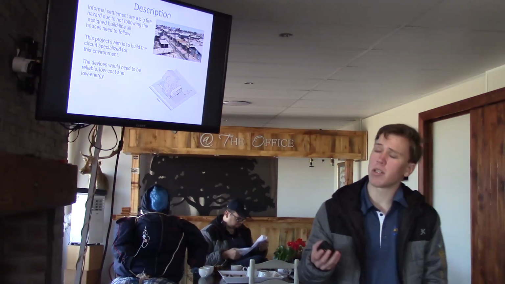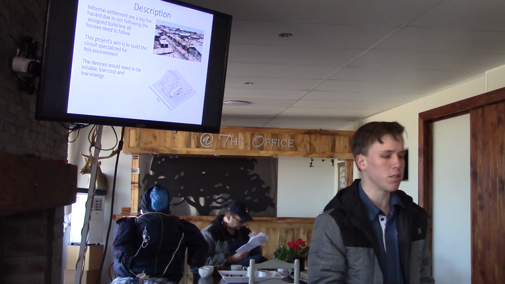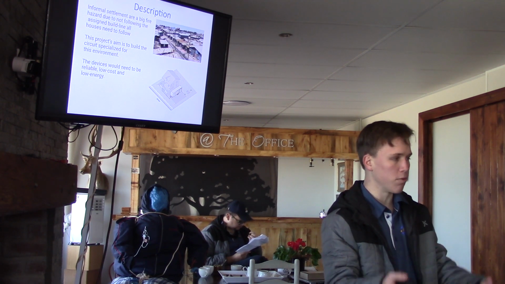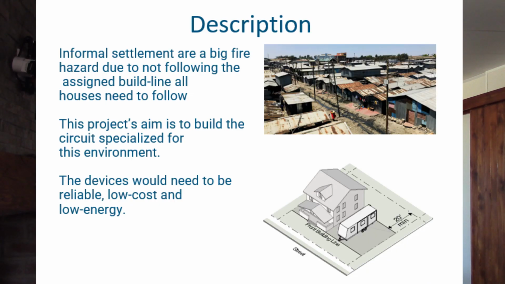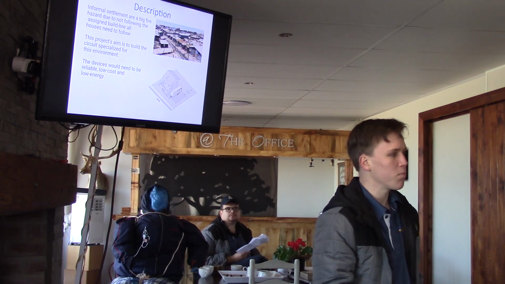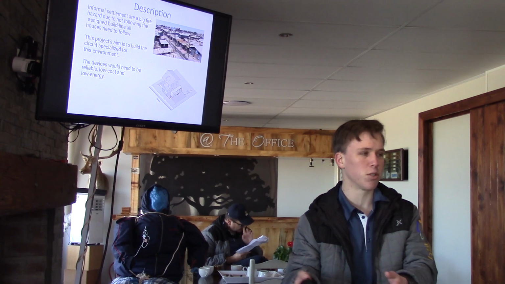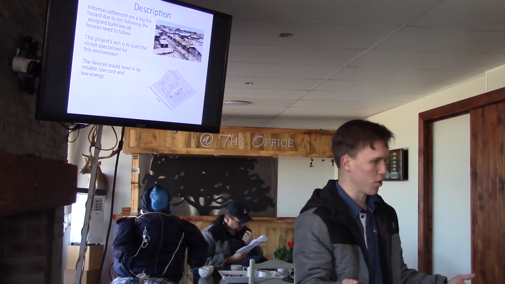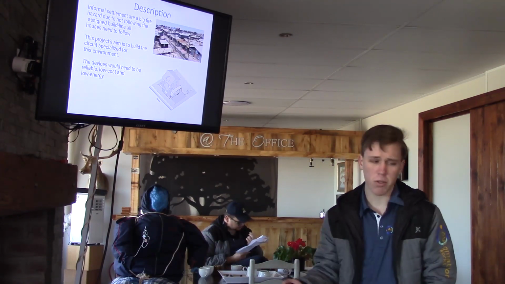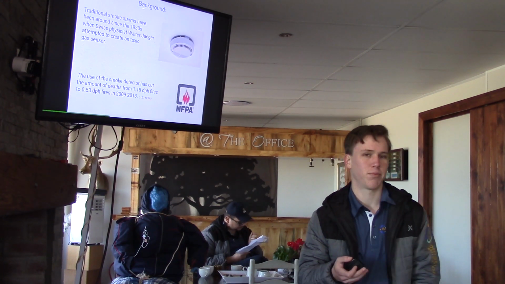Now, informal settlements are a big fire hazard, and that is why I chose to configure it to best suit informal settlements. They are a big fire hazard due to them not following the municipality-assigned building lines that are set in place to prevent houses from spreading fires from one to another. Therefore, if one house catches fire, then very likely and very quickly a lot of houses could catch fire. So for this, the device would need to be reliable, low cost, and use low energy.